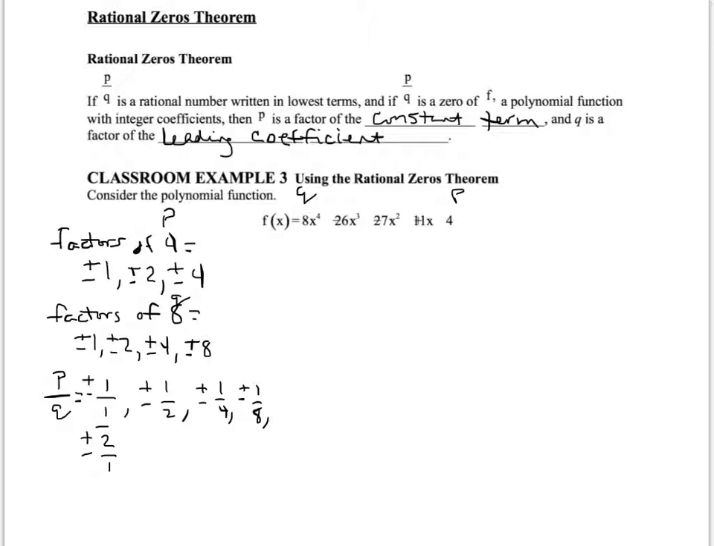So now let's move over to using 4 as a factor for our p-value, and that would mean I could have a plus or minus 4 over 1, which is just the whole number 4. You don't have to put it over 1 if you don't want to. We'll clean them up when we actually test them out anyway. And again, when I move down the rest of the list, 4 over 2 reduces down to be 2, which is in my list. 4 over 4 is 1, which is in my list, and 4 over 8 is 1/2, which is in my list.